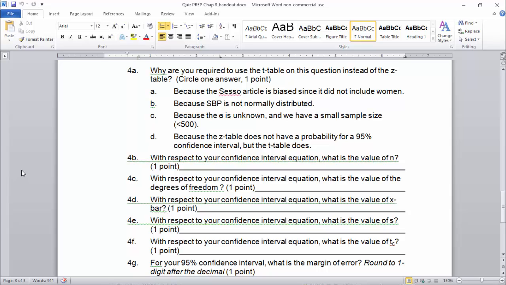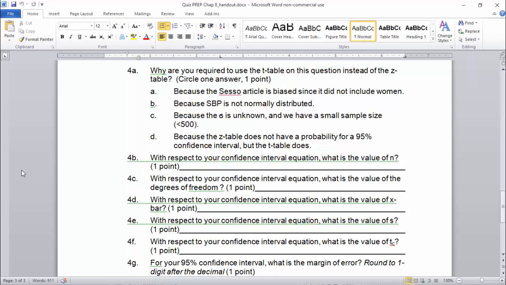A is because the CESO article is biased since it did not include women. That may or may not be true, but again, remember I said in the last question, bias really can't be assessed by looking at confidence intervals or anything like that. Bias is something that happens in sampling. So the fact that they didn't sample any women, that's a different question, like a chapter 1 question.